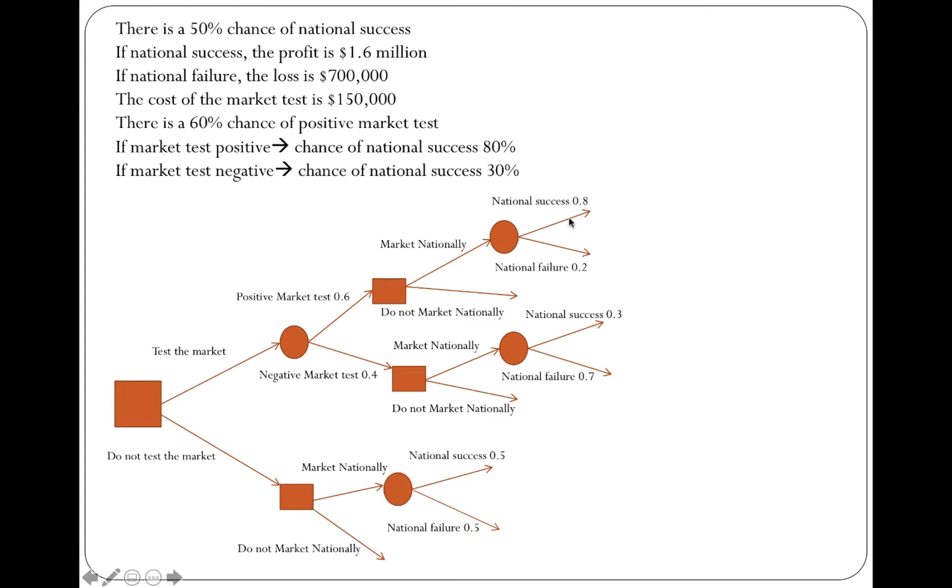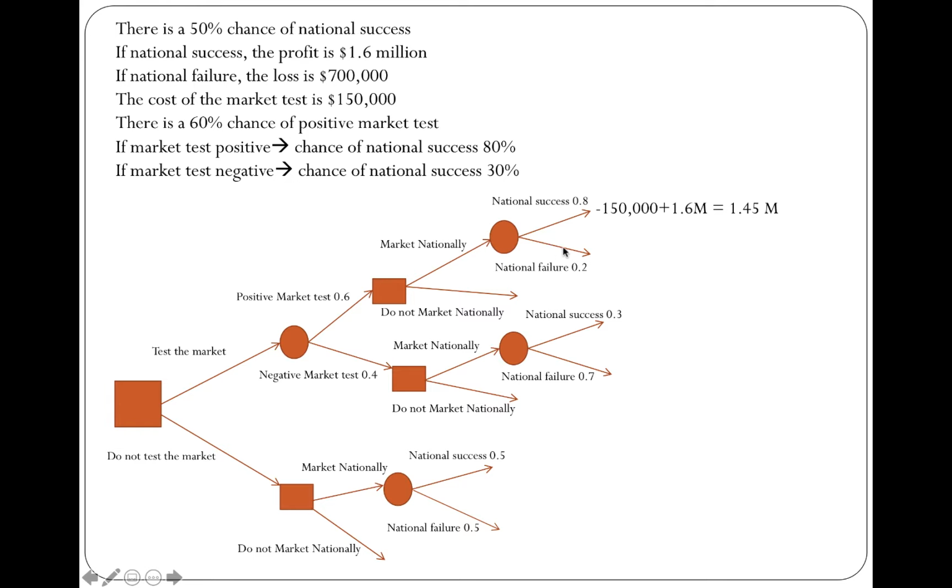In this branch, what is the situation? They have done a market test and they have seen positive results. Then they have decided to go ahead and market the product nationally and they have seen national success. So what is the monetary value of this terminal branch? Since they already have done a market test and the market test costs $150,000, they have $150,000 negative, that's the cost. But since they have done the national marketing and they have observed national success, they expect to see $1.6 million in profit. So that's plus $1.6 million, which leads to $1.45 million as the value at the end.